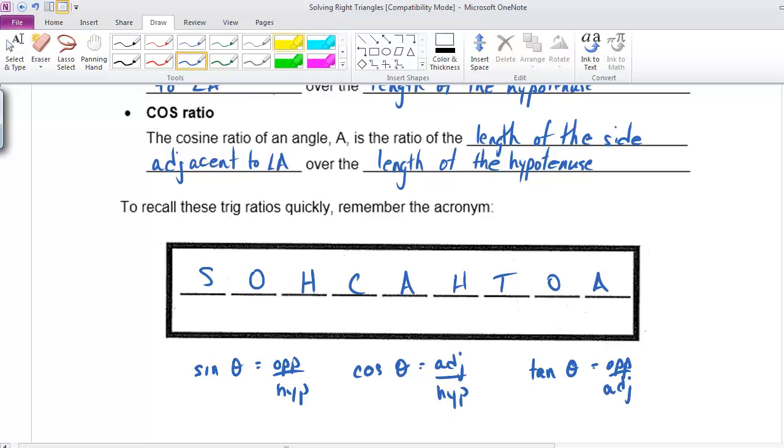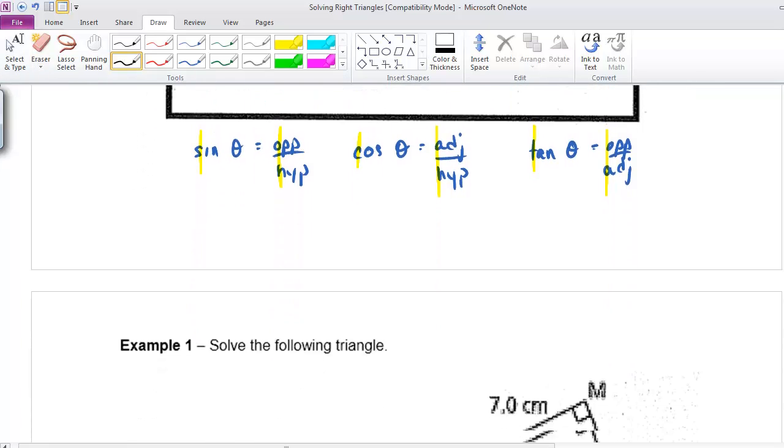So, to have a quick look at SOHCAHTOA, there's the S, and there's the O and the H. So if you have opposite and hypotenuse, you can use the sine ratio. There's the CAH. If you have the adjacent and hypotenuse information, you're going to use the cosine, and there's the T and the OA. If you have that information, you're going to use that ratio. So this is a nice way to remember them all in one go.